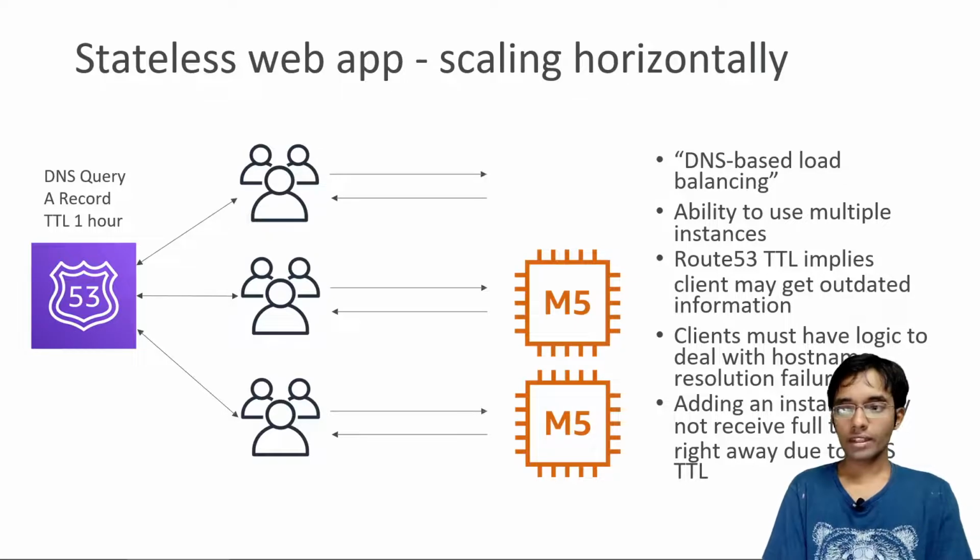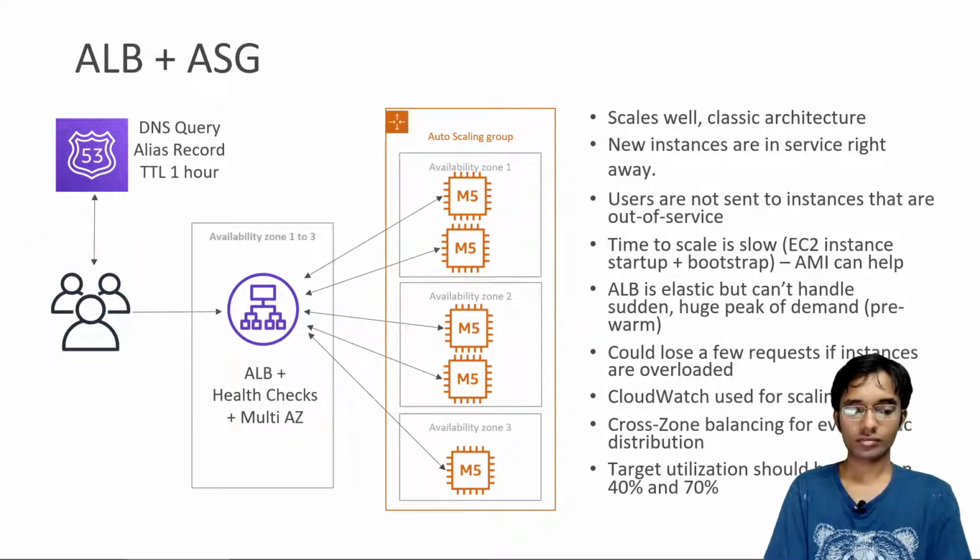Okay, then we have ALB plus ASG. This is something we have seen 1,000 times, where we have our Route 53 DNS query pointing as an alias record to an application load balancer. The ALB will have health checks and multi-AZ enabled, and then will be routing to instances across 3 availability zones, 5 instances that are living in an auto scaling group. So we have seen this as a very classic architecture on AWS that scales very well.